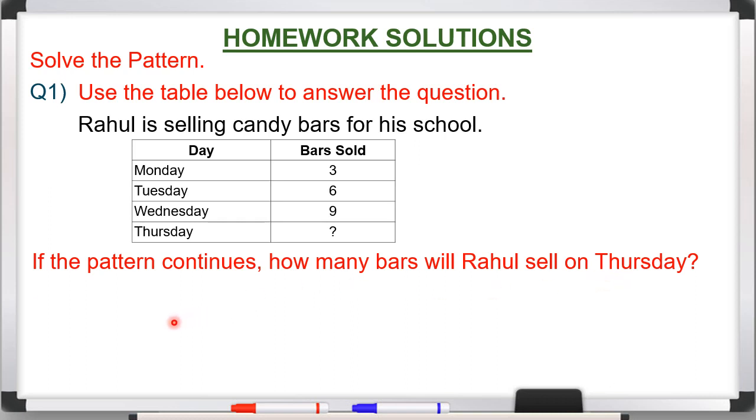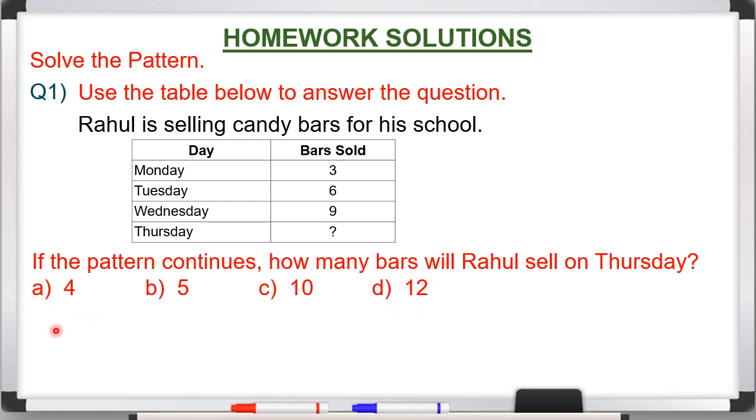Option A 4, option B 5, option C 10, option D 12. You need to select the correct option out of these given 4 options.